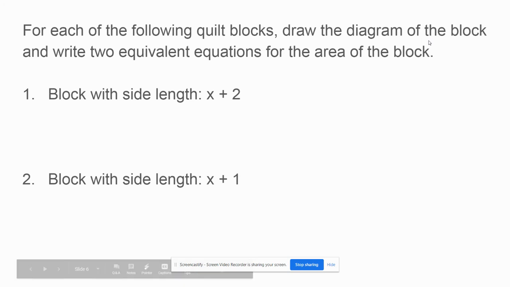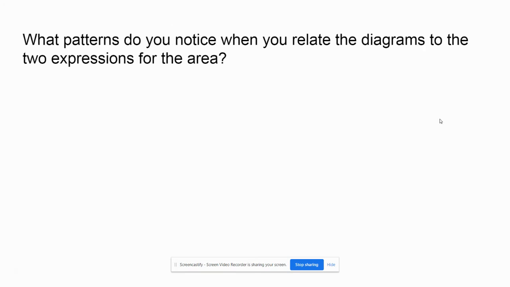And then we were going to write the standard form equation from that. So patterns that we noticed relating the diagrams to the two expressions from our area. One thing that you might notice is that both of our statements had a squared term. We're dealing with area, so they would both have to be squared.